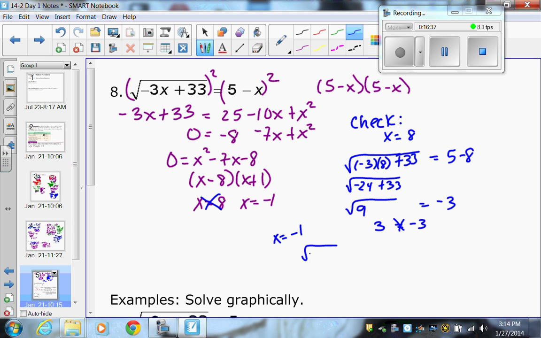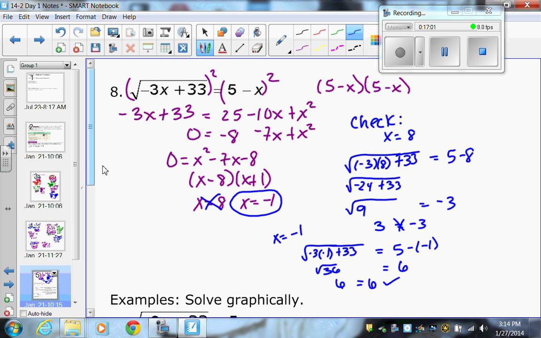That's going to be the square root of negative 3 times negative 1 plus 33. Does that equal 5 minus negative 1? So 5 minus negative 1 is just 6. That's going to be 3 plus 33, which is square root of 36. And square root of 36 is equal 6. So 6 equals 6. So negative 1 is my answer.